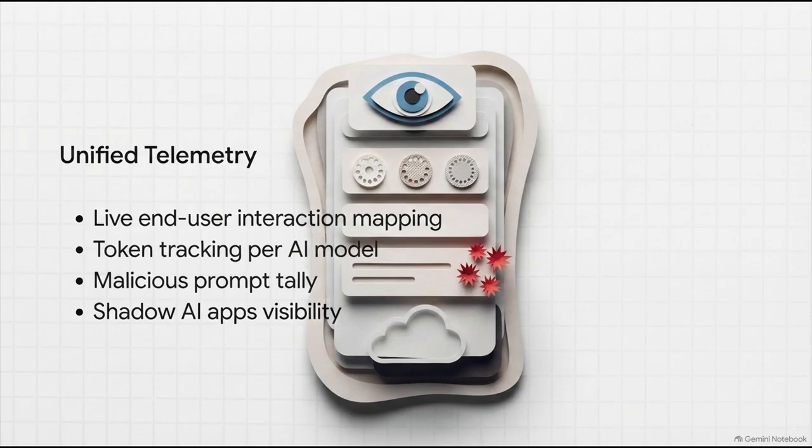For instance, we can see exactly how an enterprise search connects directly to ChatGPT or Grok. We can track token usage per model. We can even pull up a specific user, let's say a user named Chris, and look at a real-time tally of every single malicious prompt he's attempted across Copilot and Gemini today. We instantly uncover those shadow AI applications that users have quietly spun up without IT ever knowing.